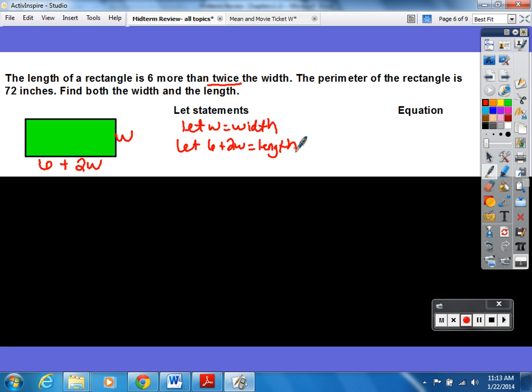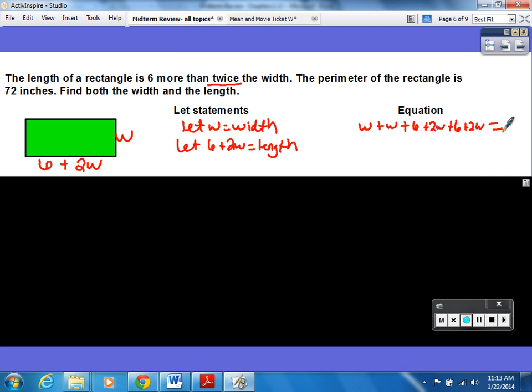We also know that to come up with the equation, perimeter is equal to the sum of all sides. And so we're going to do W plus W plus 6 plus 2W plus 6 plus 2W, I'm out of room, sorry, equals, there's the perimeter, 72. Now, remember, there's another way to show this equation.